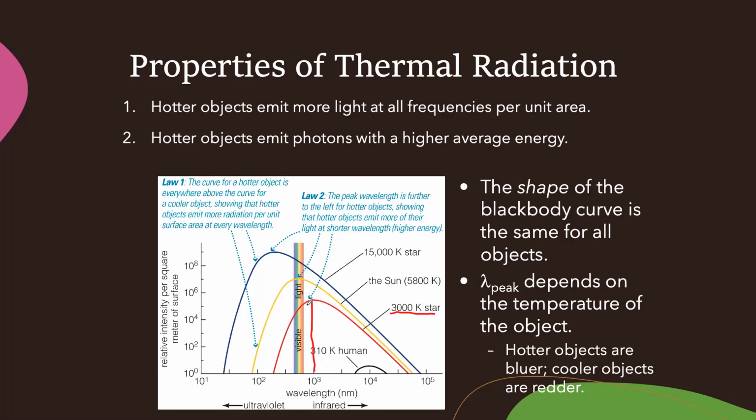Does that mean that it doesn't emit visible light? No, it just means it emits less visible light than it does of this particular kind of infrared. You can see how the intensity of the infrared is higher up on the y-axis than the visible light.